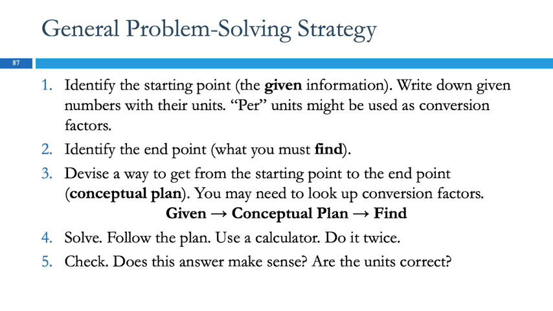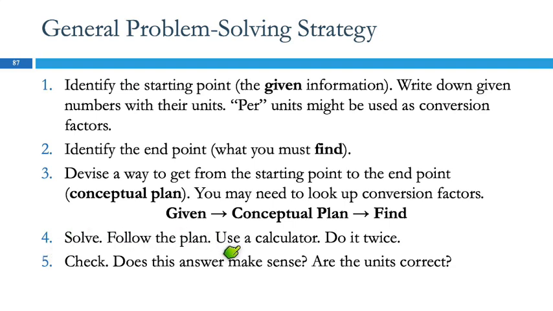You have to know where you're starting, and you have to know where you're going before you can come up with a way to get there. So we're going to devise a plan. You might have to look up some conversion factors. This step, figuring out the plan, that's the hardest part. Once you've got that part, the rest is just going to follow a pattern. It'll be the same every time. So once you've got your plan, then you're going to solve it by following the plan.